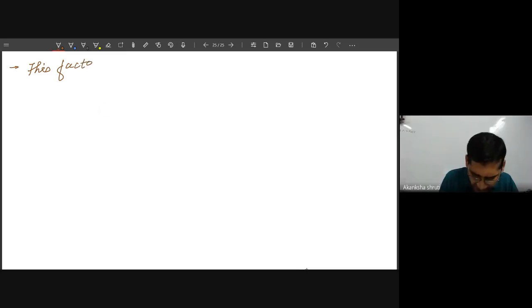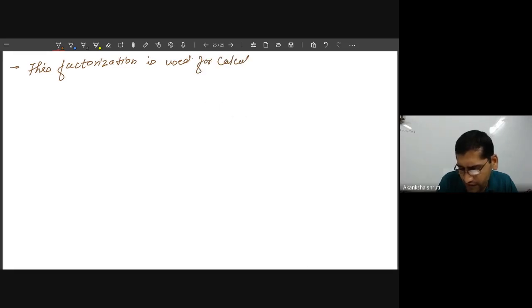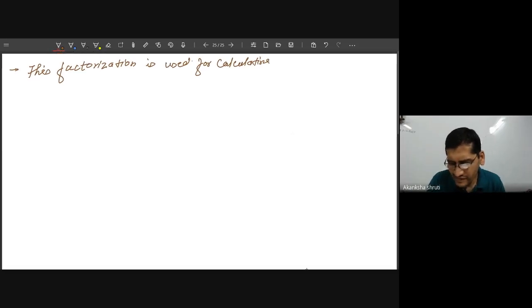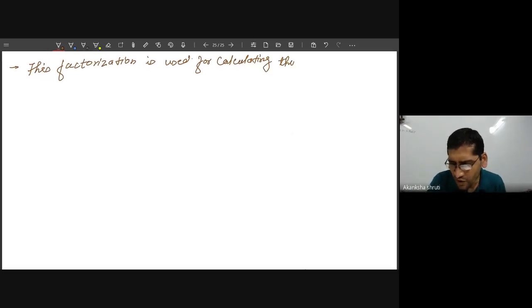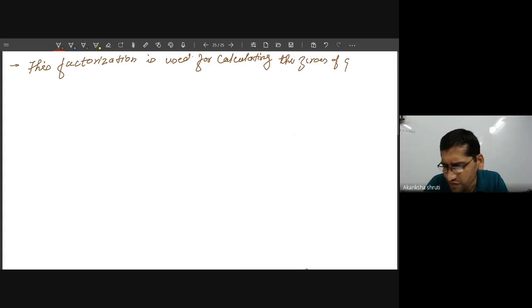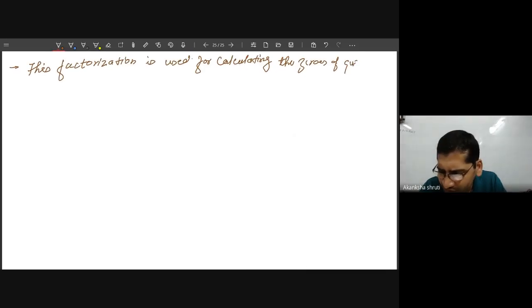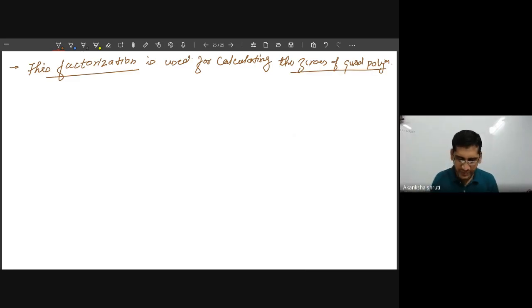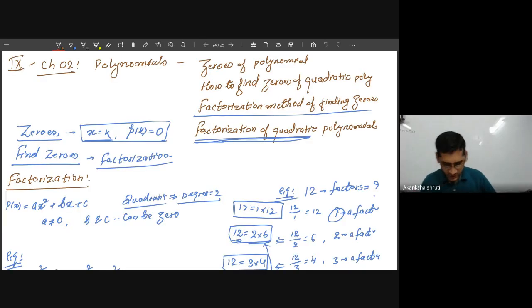Just wait a minute. This factorization is used for calculating or finding all the zeros of a quadratic polynomial. So the ultimate objective of this factorization is to find all the zeros of a quadratic polynomial. So we will try to reach up to this point by today. Yes, students, write it quickly.